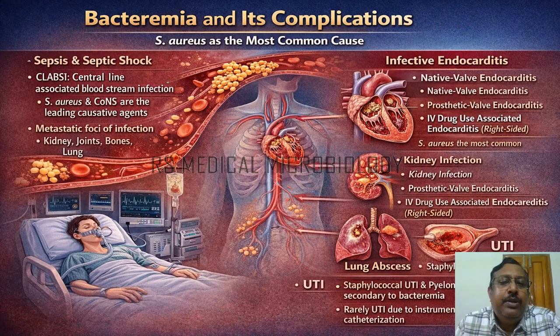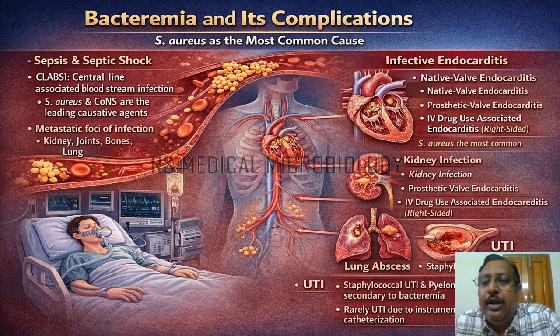Then you have the bacteremia, which is one of the main serious infections of this particular bacterium, that is central line associated bloodstream infections, wherein Staphylococcus aureus and coagulase negative staphylococci are the most important members. It also is implicated in infective endocarditis, native valve endocarditis, as well as prosthetic valve, and IV drug abusers. It is one common bacteria which can affect all these groups of people having infective endocarditis. It can also result in renal infection in patients who already have some amount of compromise. It can also cause lung abscess and UTI.